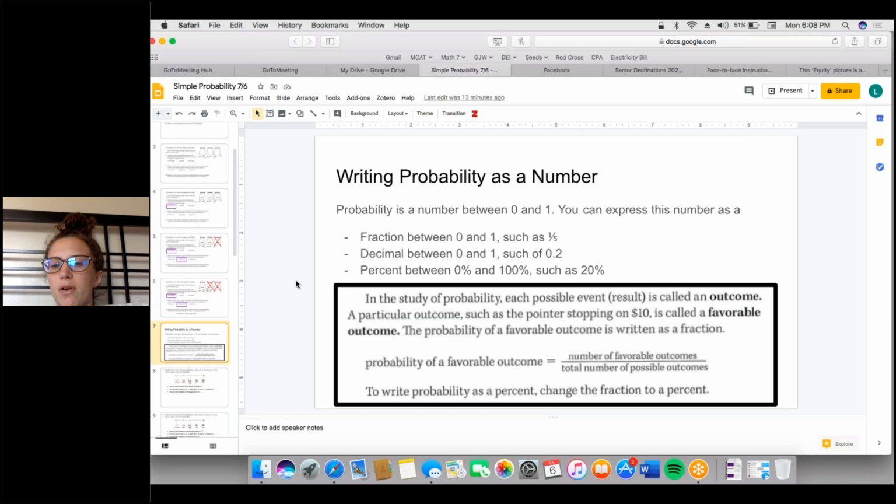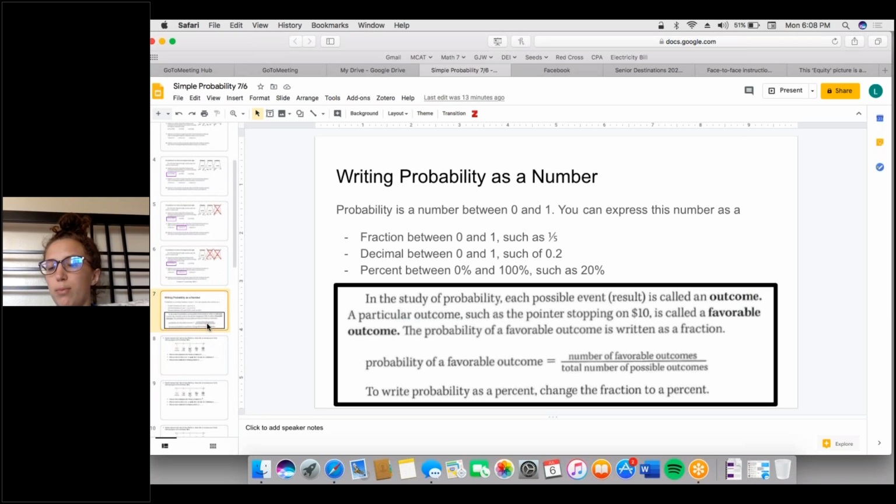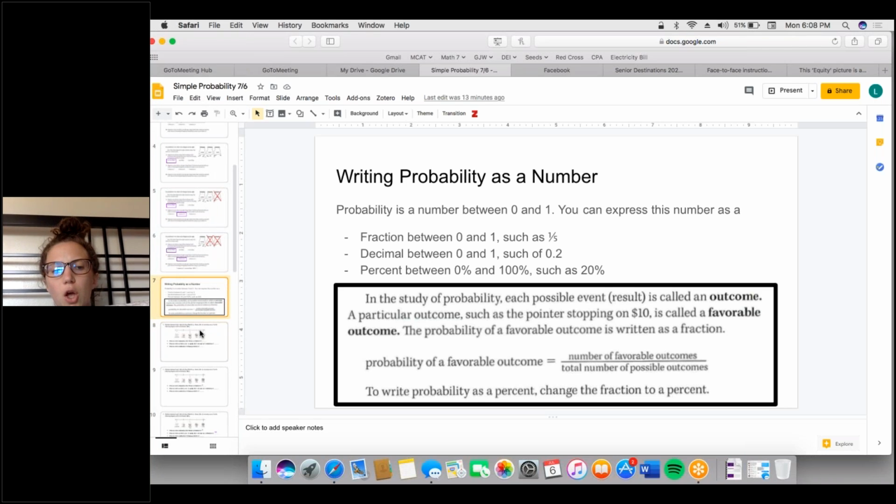And we write the probability of a favorable outcome as a fraction, where the probability of the favorable outcome occurring equals the number of favorable outcomes over the total number of possible outcomes. So we can write that as a fraction where we look for what we want to happen, that goes on top as a numerator. What are all of the things that could happen? How many things could happen? That goes in the bottom as our denominator. And we can set up any fraction that way, and once you have a fraction, you can turn that into a percent or a decimal. We're going to see it in a few different examples now.